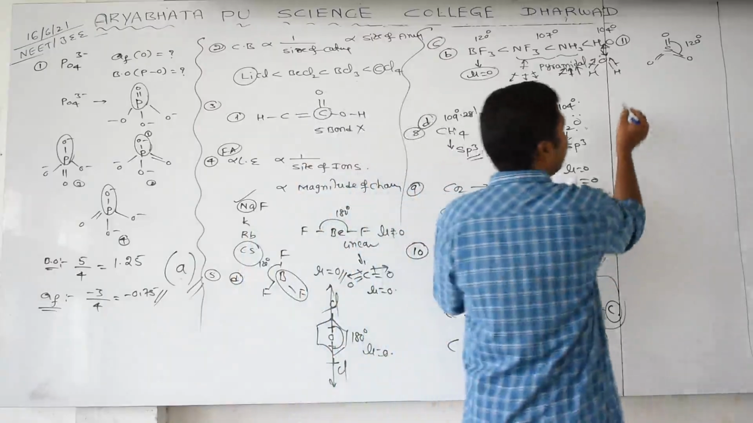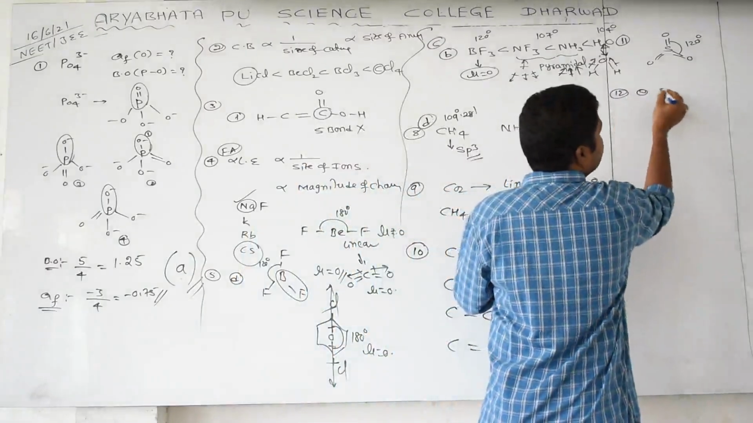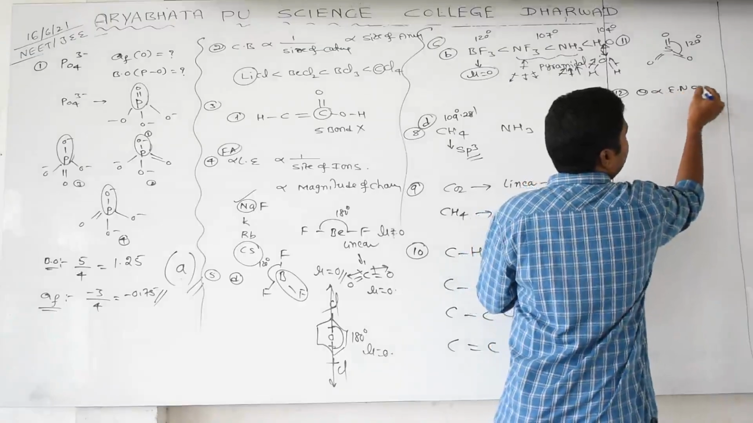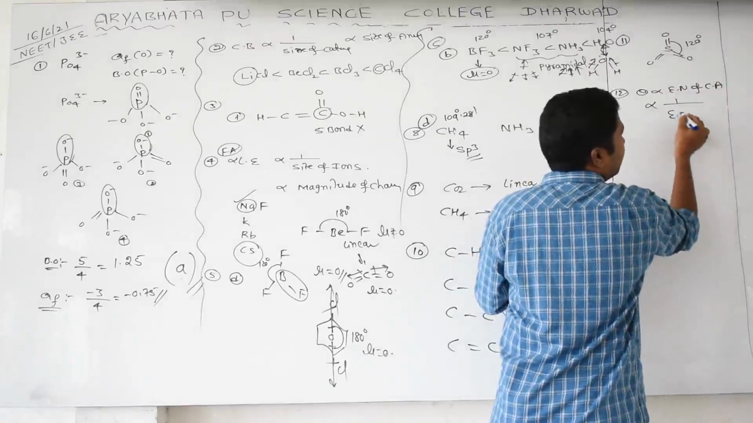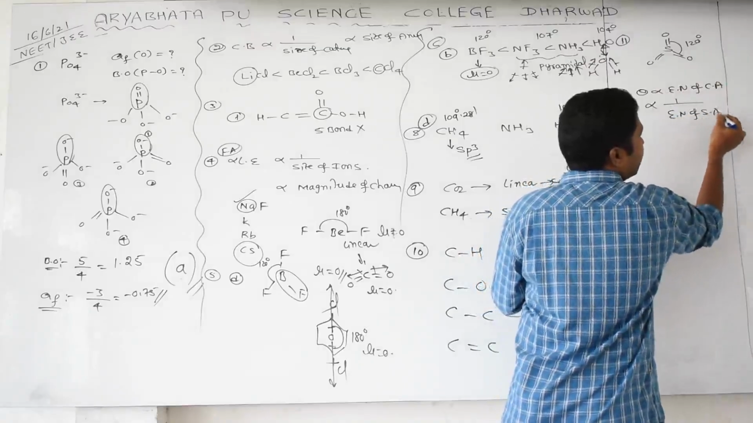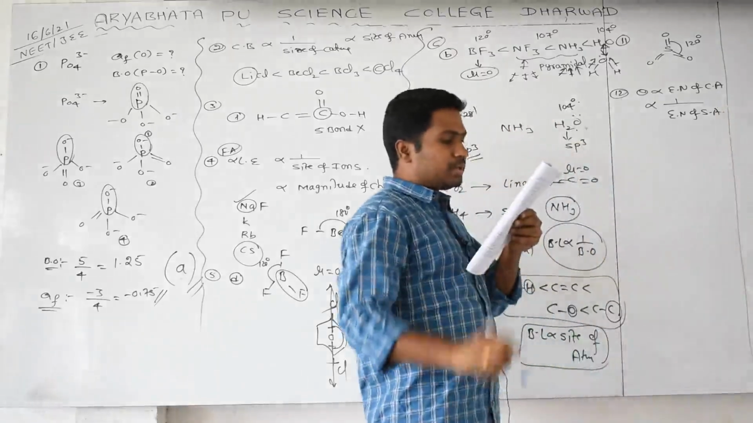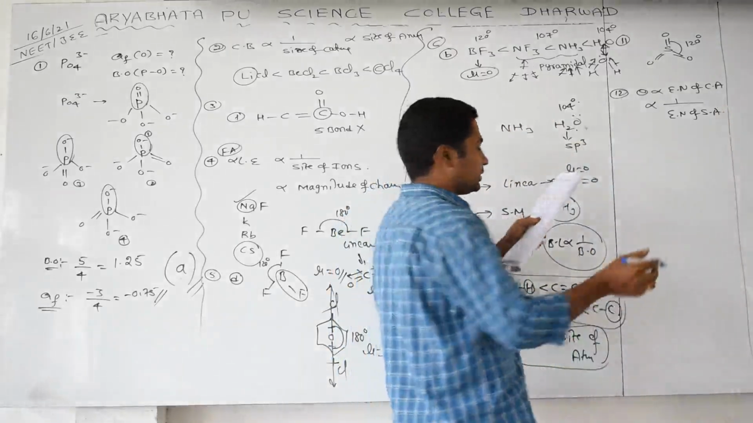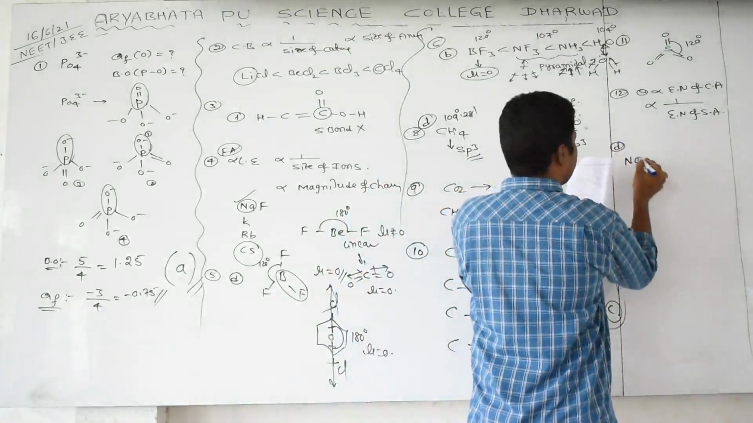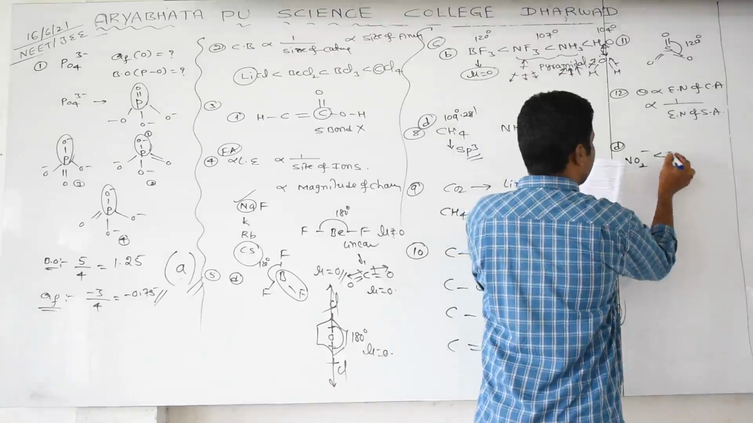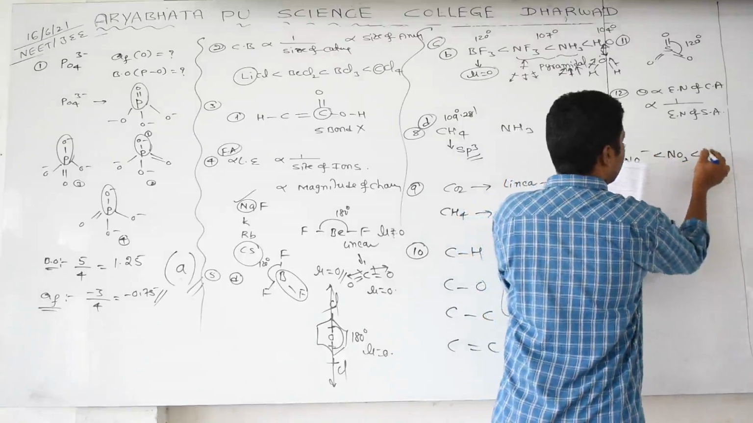Yesterday I told you bond angle is directly proportional to the electronegativity of the central atom and inversely proportional to the electronegativity of the surrounding atom. Now what species is given? Yes, you can go for option D, which is nothing but NO2 minus, NO2, and NO2 plus.